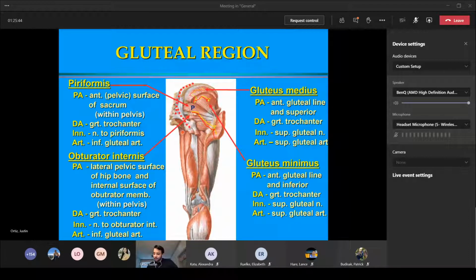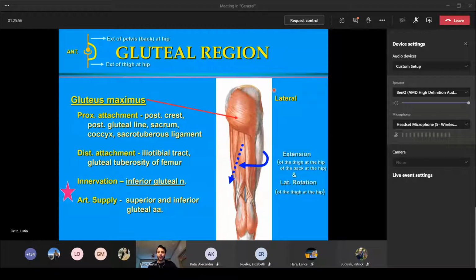And then here is the tensor fasciae latae, superficial, inferior to the gluteus maximus. The tensor fasciae latae is just on the lateral side of your body, so it's on the lateral side of your leg, and your gluteus maximus is on your posterior. But they both attach to the iliotibial tract, which is going to be right here. So you could say the tensor fasciae latae is lateral, and the gluteus maximus is posterior. But that's all you need to know for that.